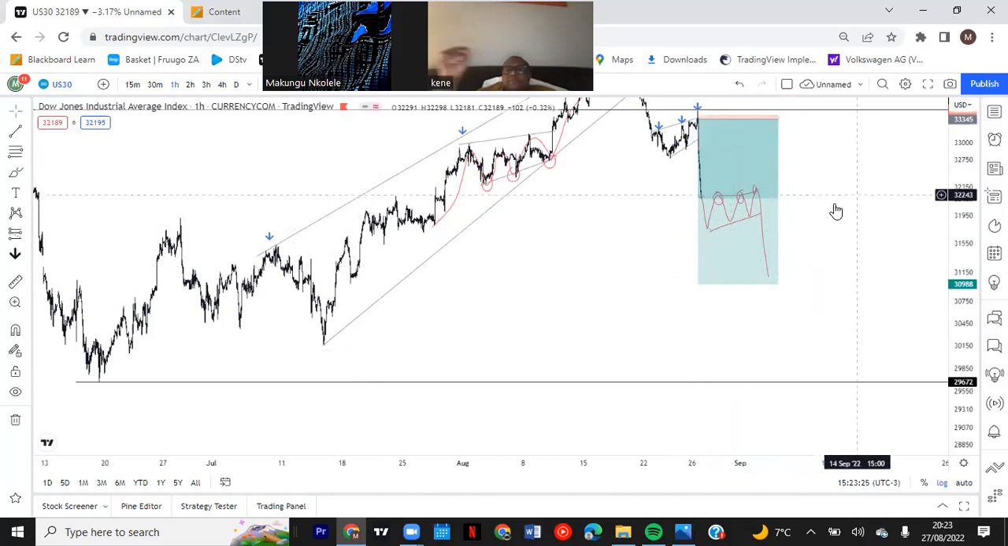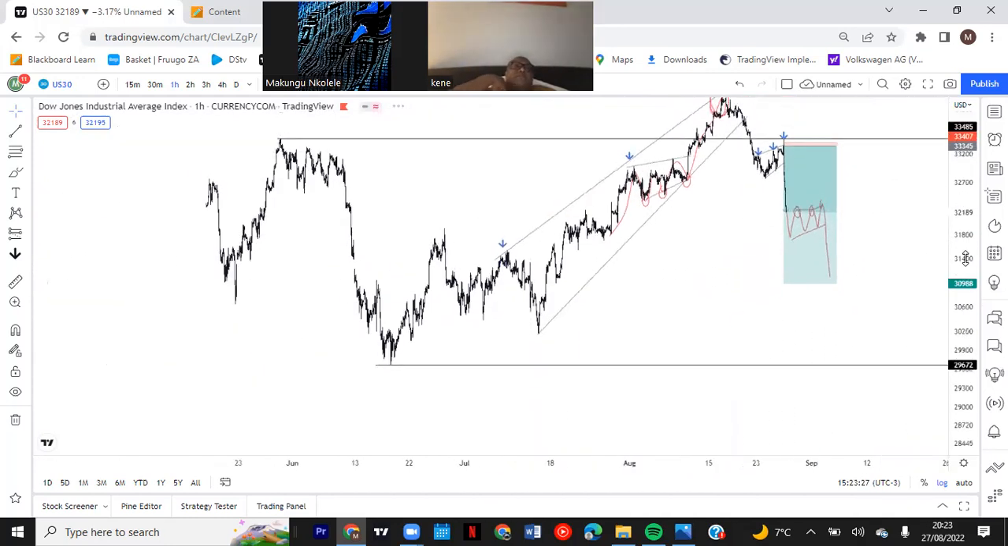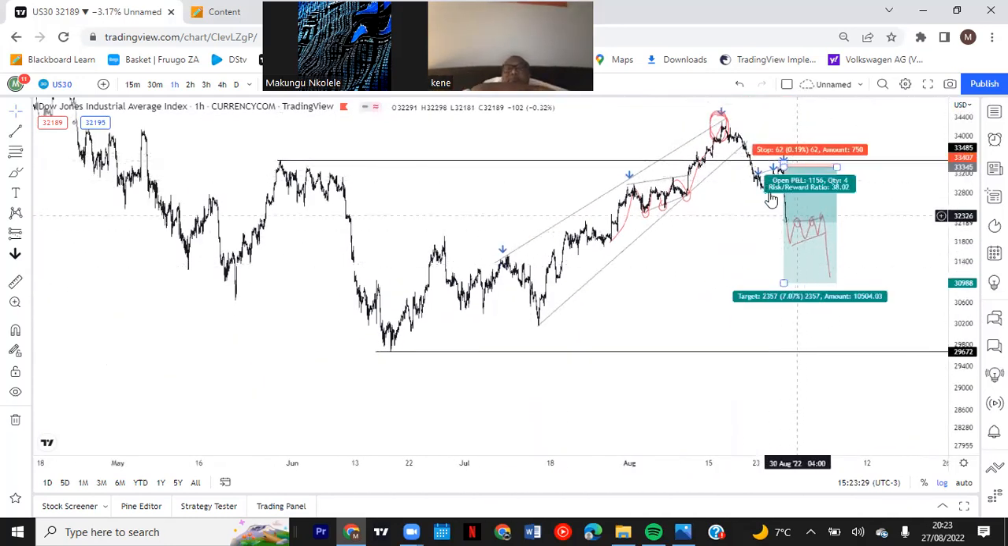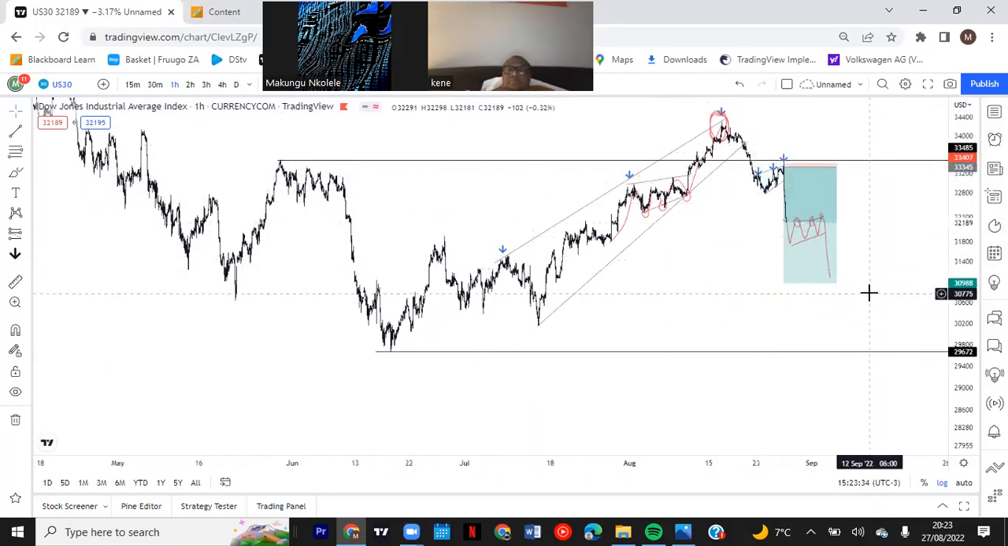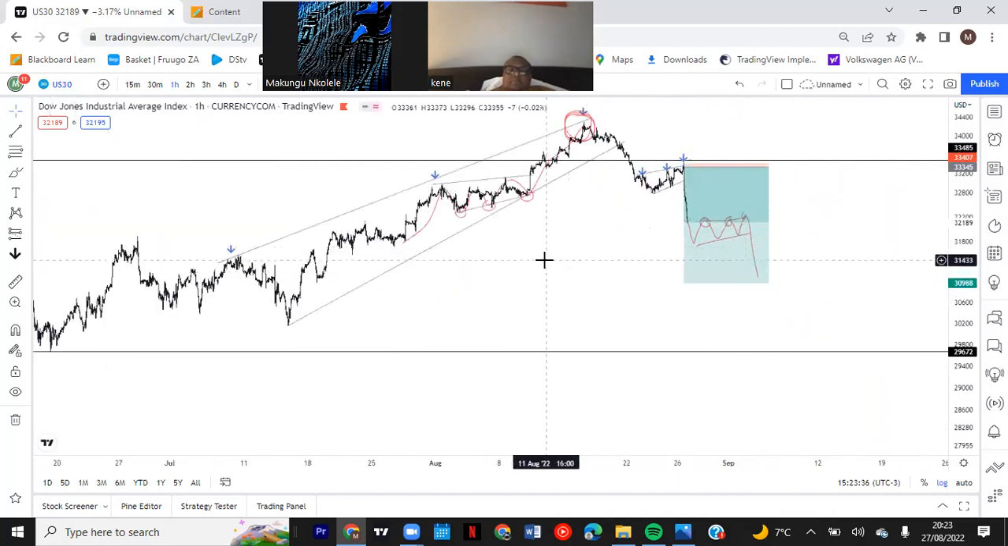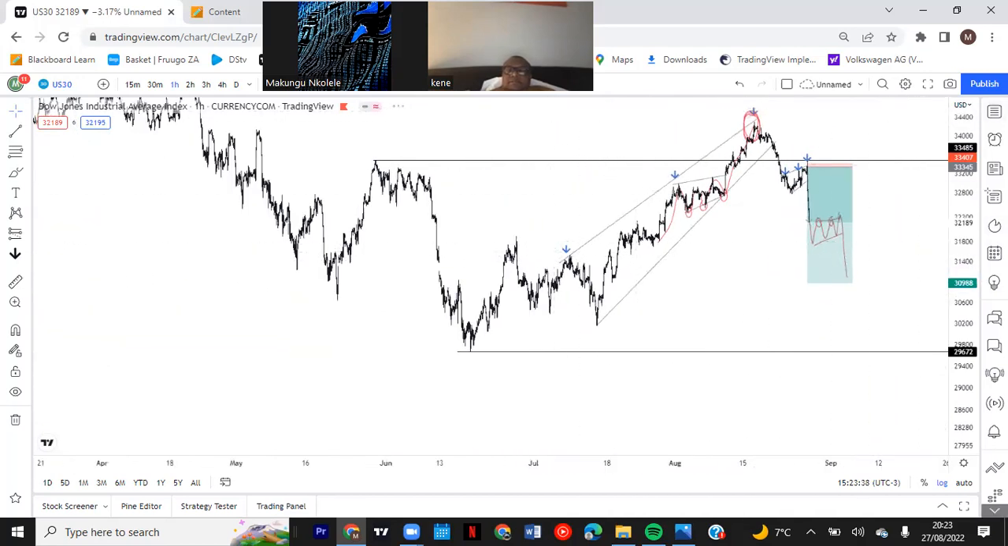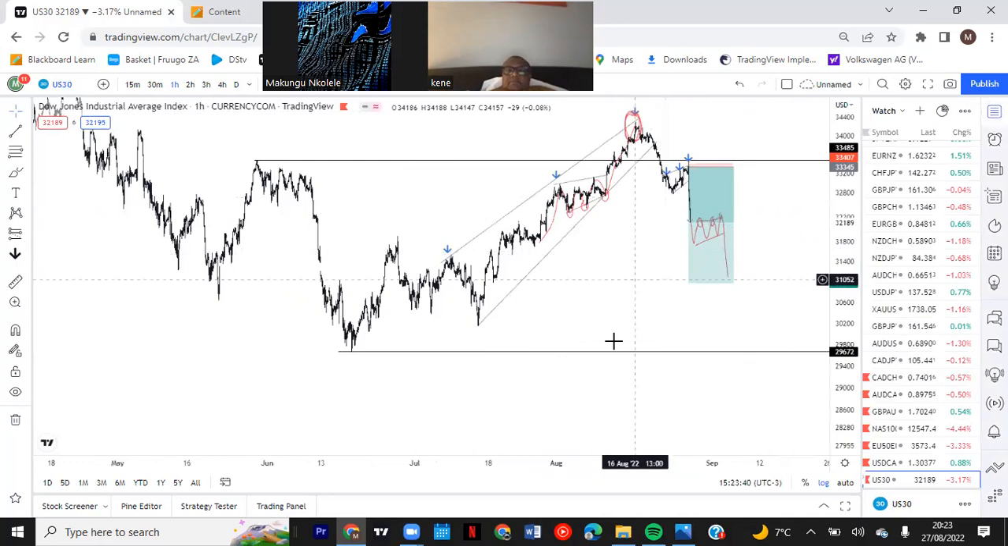Yeah. So you could have used this strategy just to utilize the movement of the fundamentals. Yes. Okay.